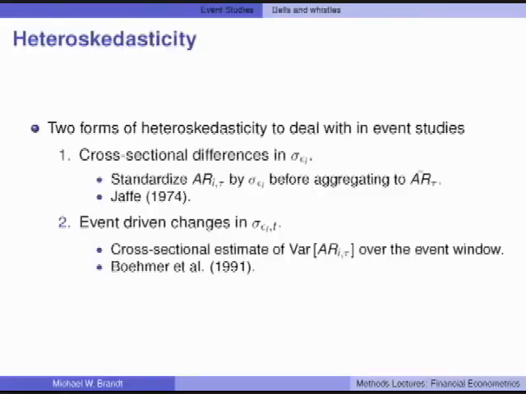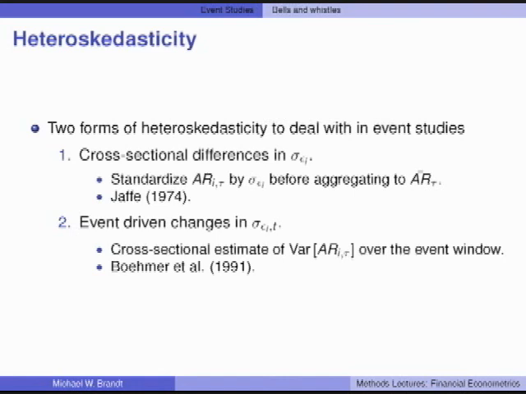There's also heteroscedasticity to deal with, and in event studies, heteroscedasticity comes in 2 flavors. There is cross-sectional differences in the volatility of the abnormal returns. Clearly, there are firms that are more volatile than others. And there are event-driven changes in the volatility of the abnormal returns. So let's first talk about the first one.